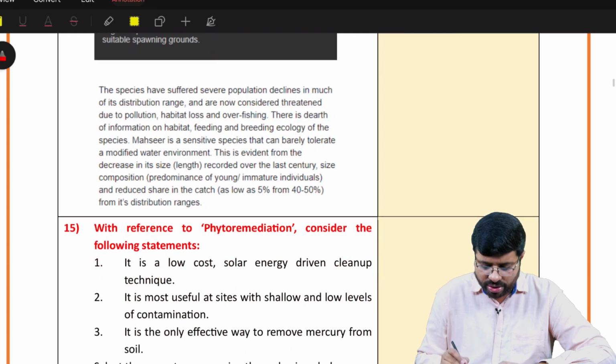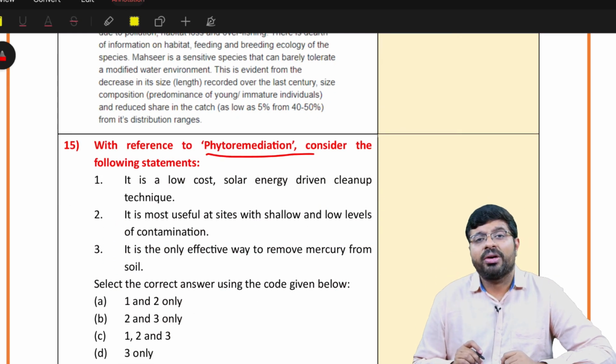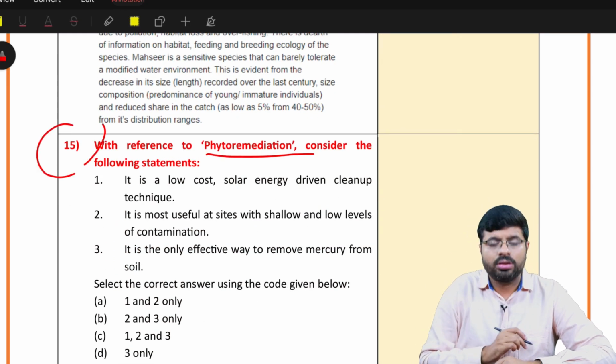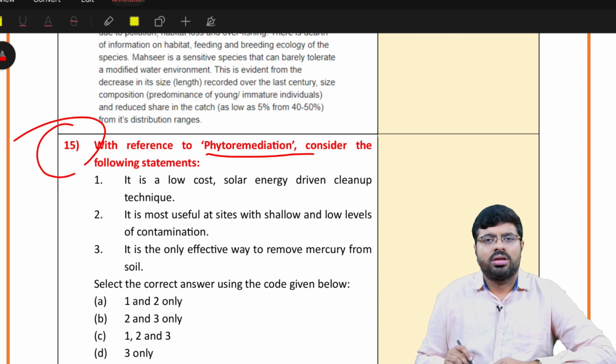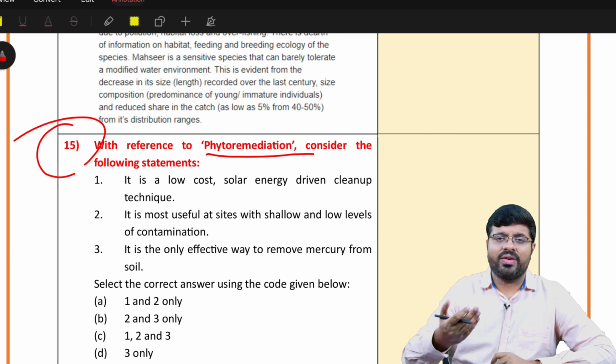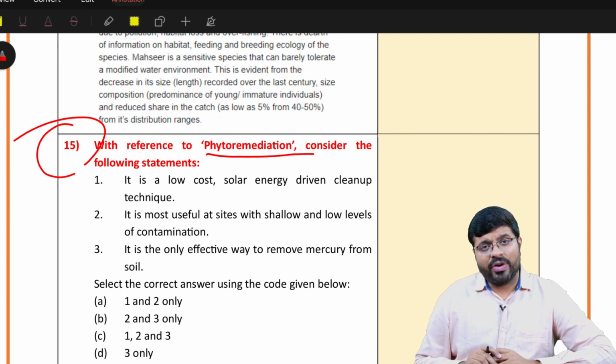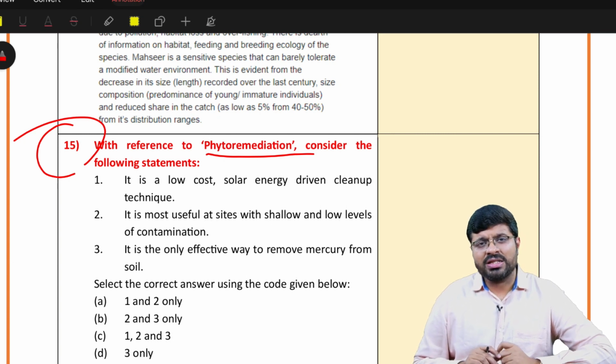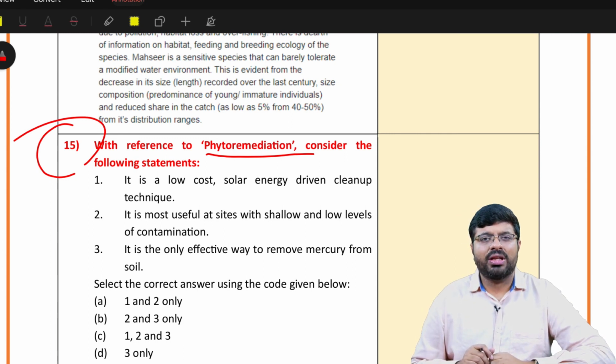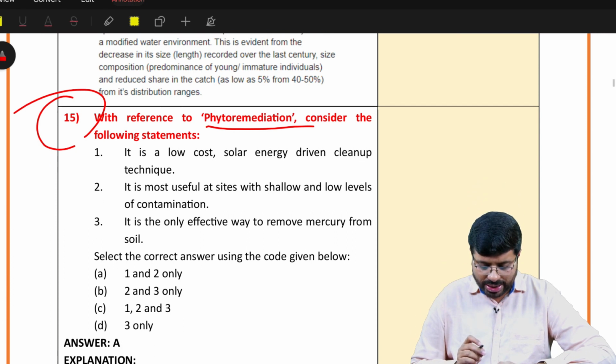Then phytoremediation. What do you mean by phytoremediation? Question number 15. Phytoremediation means use of plants for remediating the environment, that is, wherever the environment has been destroyed because of man-made activities, pollution. Phytoremediation is a technique of using plants to recover the original landscape by removing the pollutants. So you are collecting the pollutants through plants.